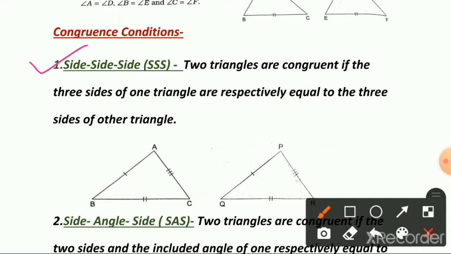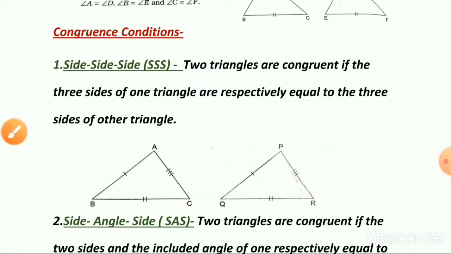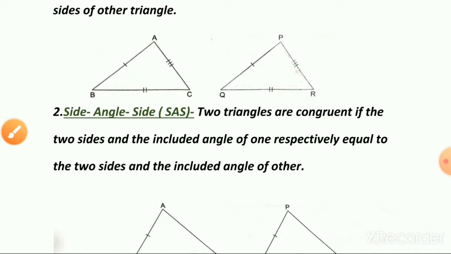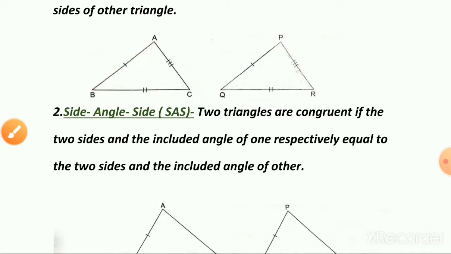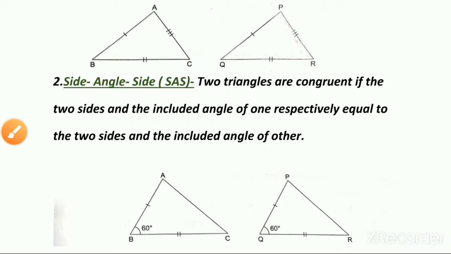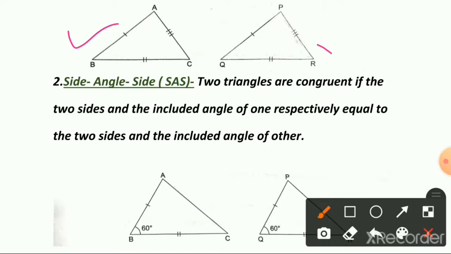What it states, side side side, it means if three sides of one triangle are equal to three sides of another triangle, then the triangles are congruent. If you observe this figure, the marks show that AB side is equal to PQ, BC is equal to QR, and AC is equal to PR. So three sides of triangle ABC are equal to the three sides of triangle PQR. So these triangles are congruent.